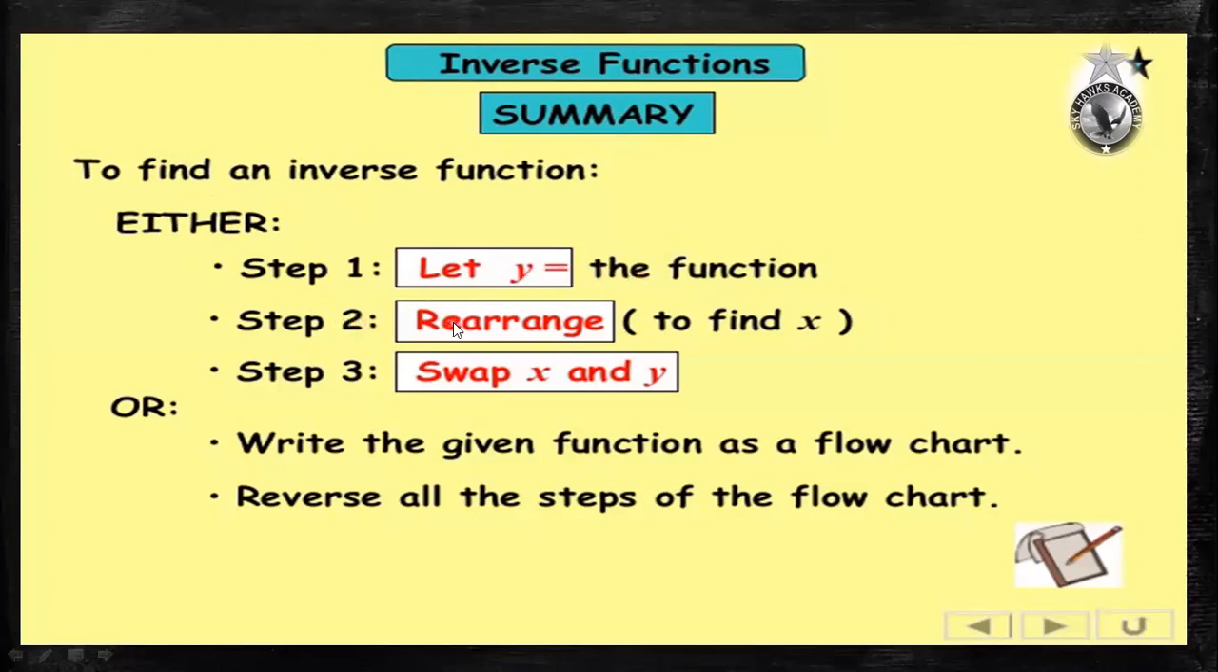Step two, rearrange to find x. That was all the rearrangement. Then step three, swap x and y. That's why I was saying swapping x and y, interchanging actually. Or write the given function as a flow chart. Reverse all the steps of the flow chart.